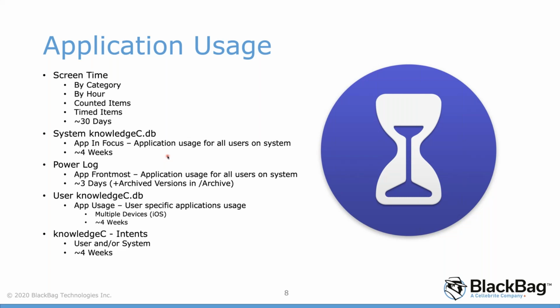Screen time I might use as a quick triage. It's going to store about 30 days or so, but it's not going to give you specific timestamps. It's going to be on a per hour basis because it's really just aggregating that information. If I want more specific information, that's where I'm going to go to the knowledge C and the power log, where I'm going to get very, very specific timestamps associated with a particular application. I'll go through and give you some examples as we go along.